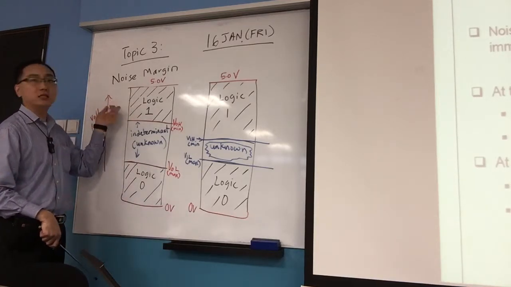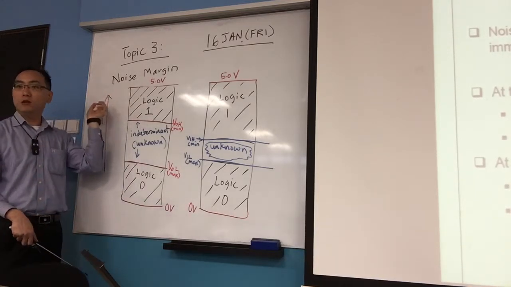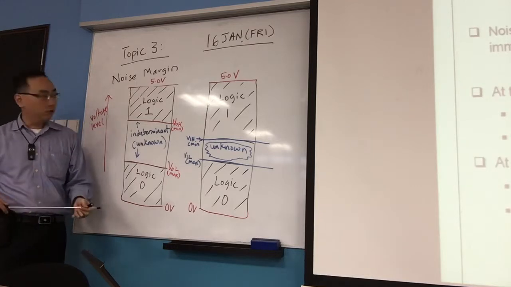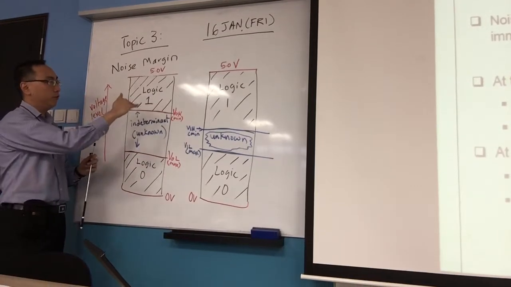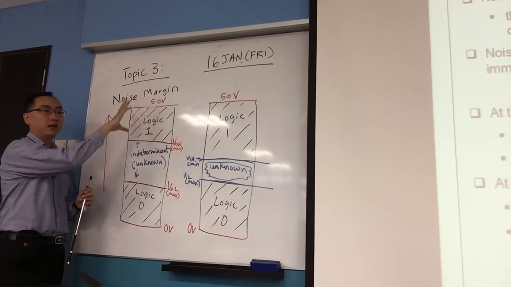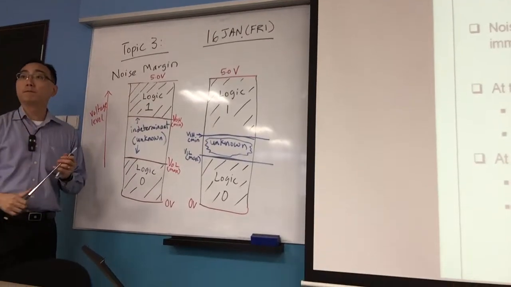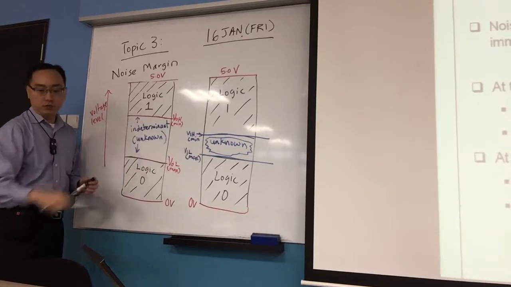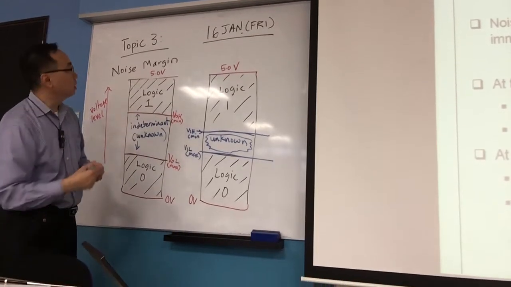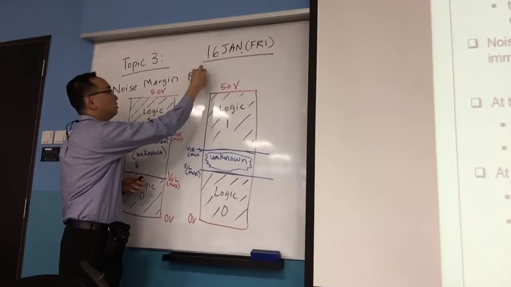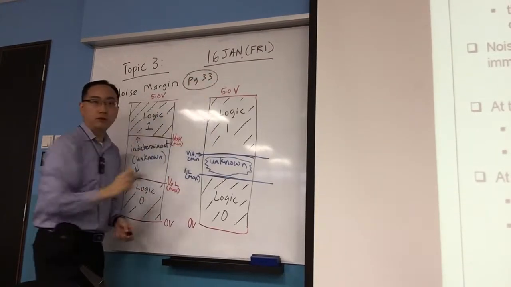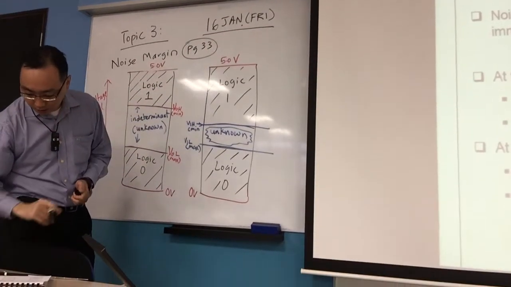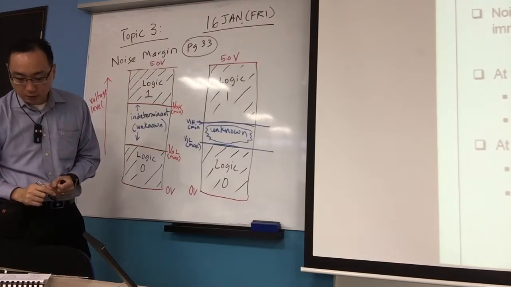Okay, so if you look at this picture here on the whiteboard, you will see that we have to be able to justify what we mean by logic 1 and what we mean by logic 0. Now if you see this diagram, it's actually on page 33. Page 33, take note. Refer to that figure of yours.